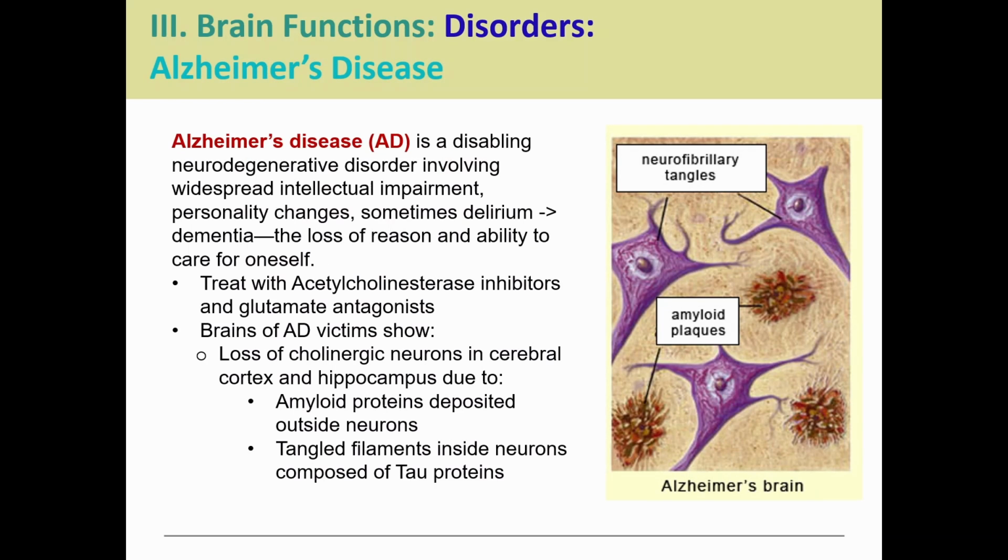The next one is Alzheimer's disease. This is a neurodegenerative disease that is related to things like dementia. This is going to be just widespread impairment within cognitive abilities. And so this person with Alzheimer's would have intellectual impairments. Things like memory would be affected. They may not remember how to do things. They would forget people. Their personality may change. So they would not be able to reason. And eventually they lose the ability to care for themselves.